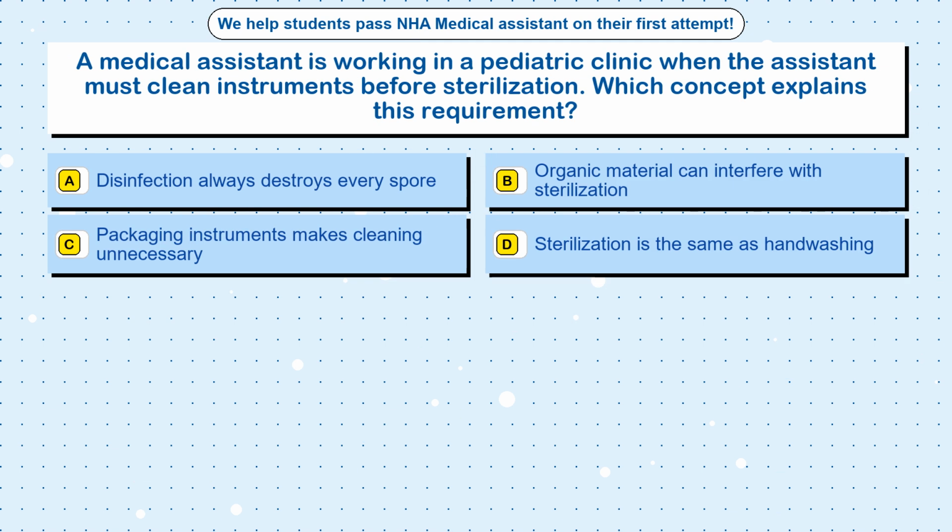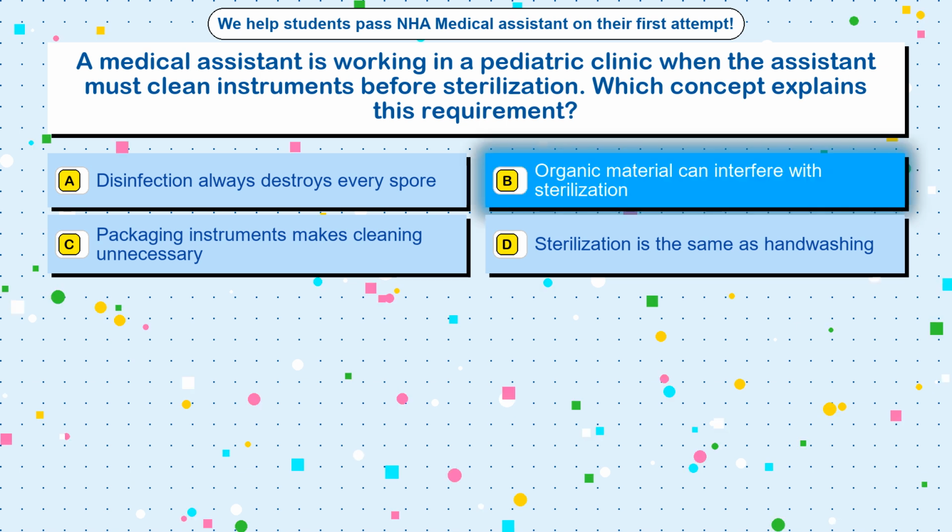Question 96. A medical assistant is working in a pediatric clinic when the assistant must clean instruments before sterilization. Which concept explains this requirement? Option A, disinfection always destroys every spore. Option B, organic material can interfere with sterilization. Option C, packaging instruments makes cleaning unnecessary. Option D, sterilization is the same as hand washing. The correct answer is option B.